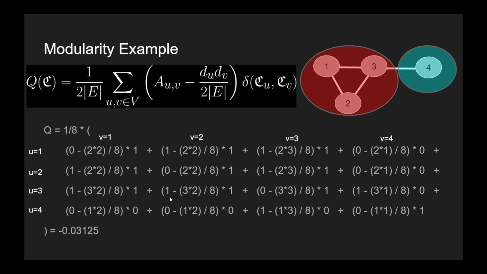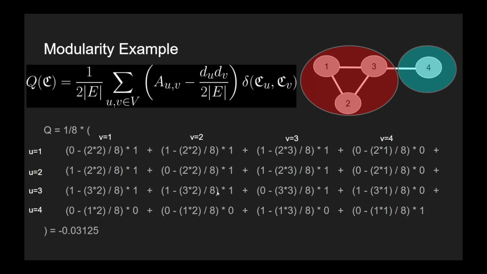So again, this term here is going to be these terms from the equation. So first, A_UV is going to be 1. We have a 1 here because vertex 3 and vertex 2 are connected. They're adjacent to each other. The degree of vertex 3 is 3, and the degree of vertex 2 is 2, so we have 3 times 2. And then that divides by 8, because that's 2 times the number of edges.